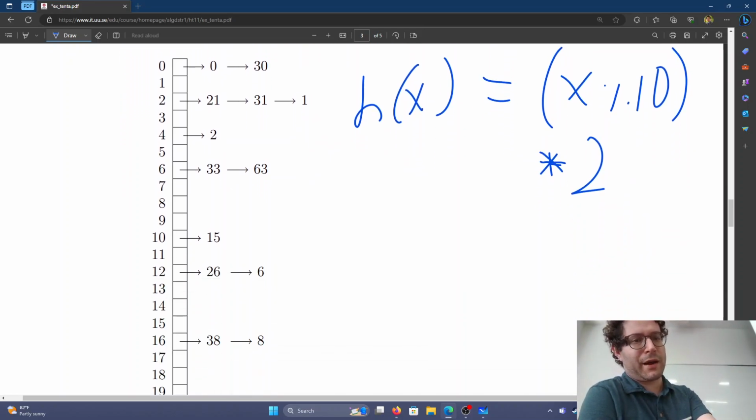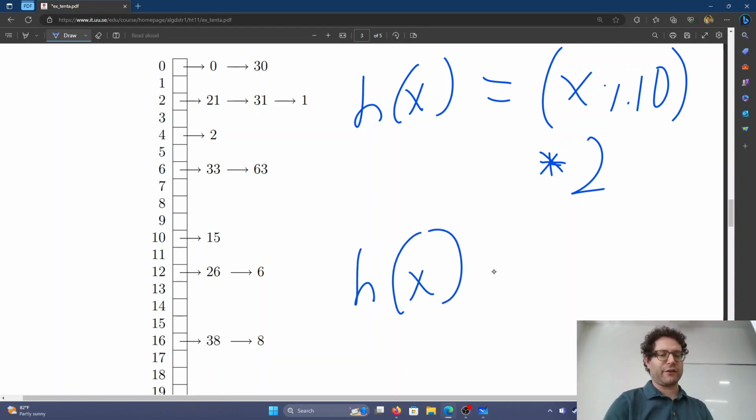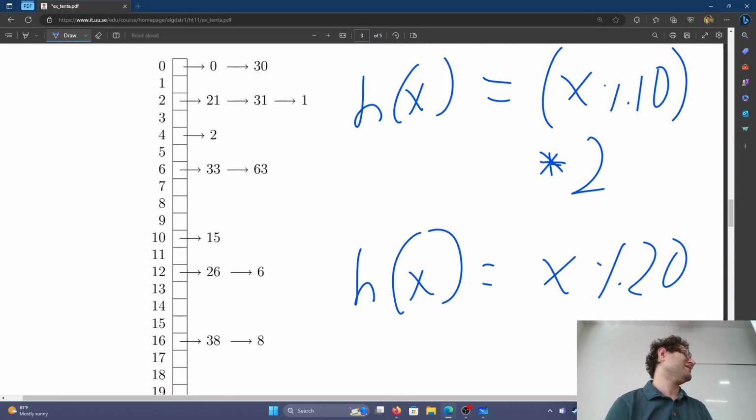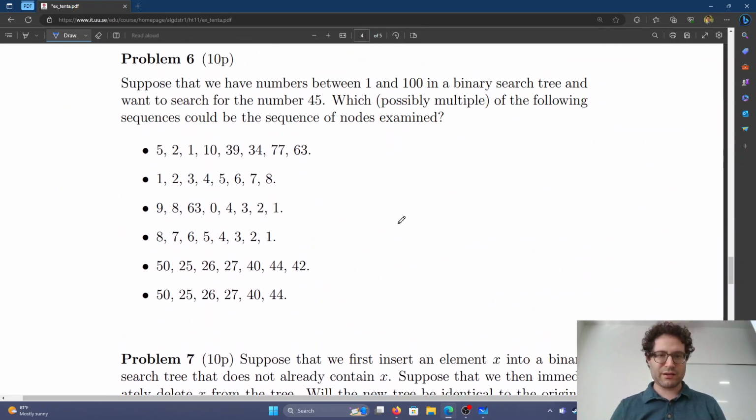What would be a better hash function? Literally anything else. I think a better hash function would probably be just h of x is equal to x mod 20, since there are 20 slots. Although the purist in me wants to use a prime number, that would waste a slot. So that's why I like this question. All right.